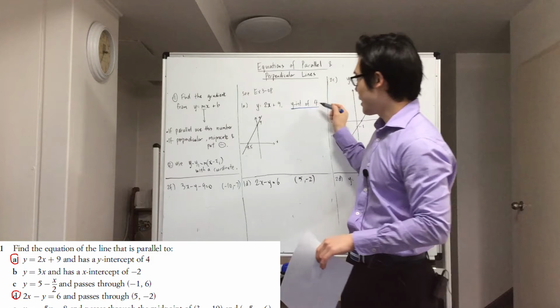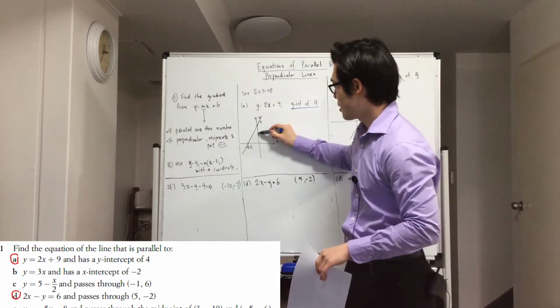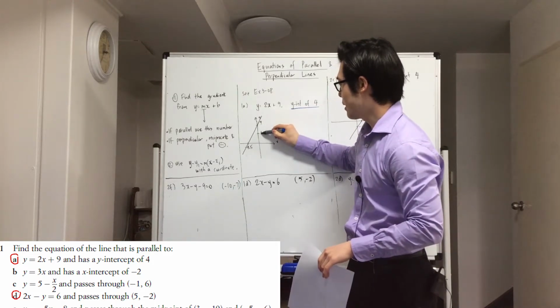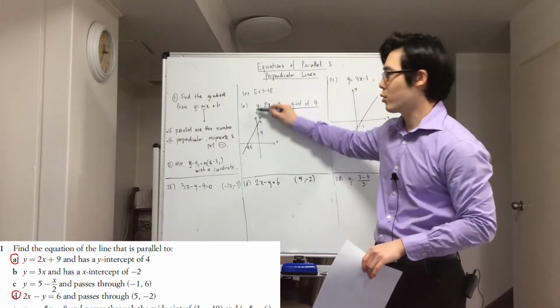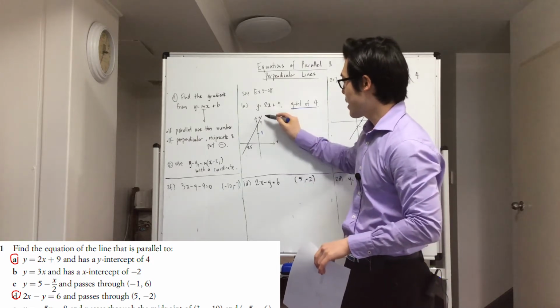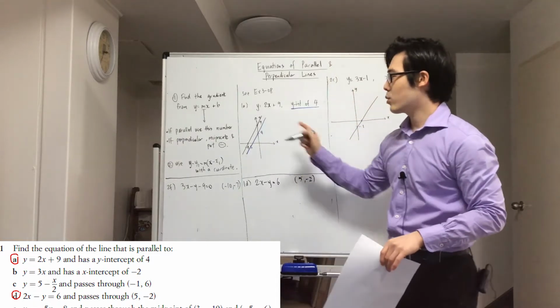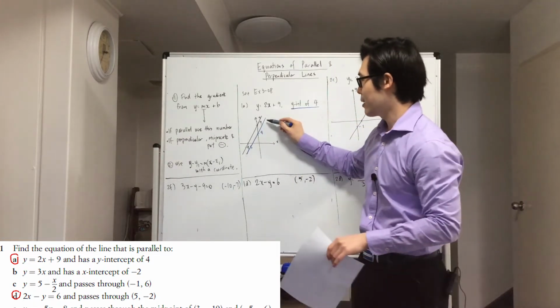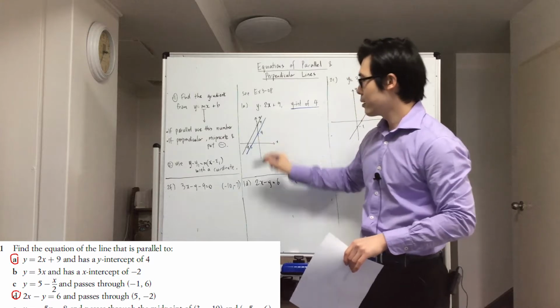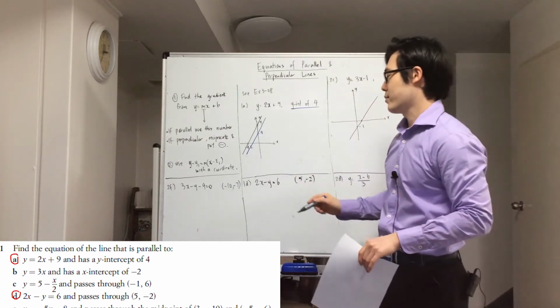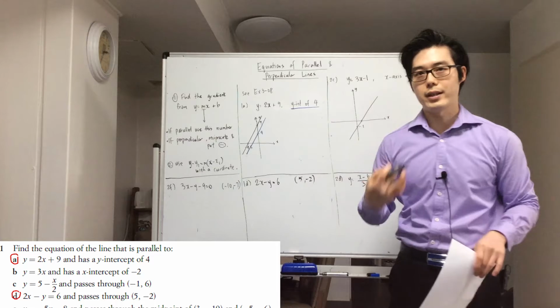So let's label y-intercept of 4. That means it goes through here. Y-intercept of 4 means it goes through 4 on the y-axis. And the line that is parallel to that is this. Okay, so they want you to find the equation of that blue line. As you can see, it's parallel to the black line and it goes to y-intercept of 4. So that's what we need to find the equation of.